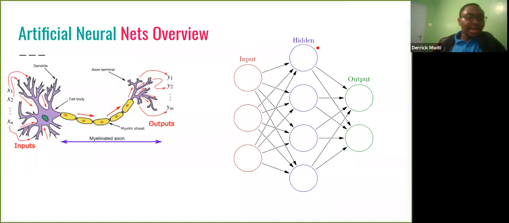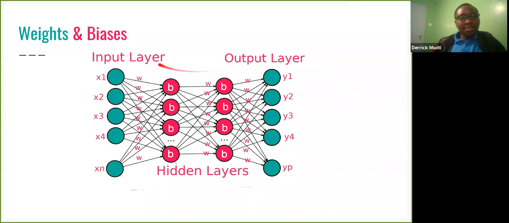And so what you can see on this side is just a simple neural network with an input layer and one hidden layer, and then the output layer. And then you can also have more than one hidden layer. And so, for example, this is how the neural network would look like.